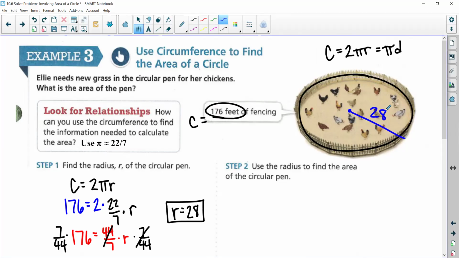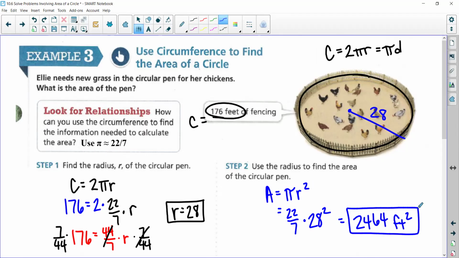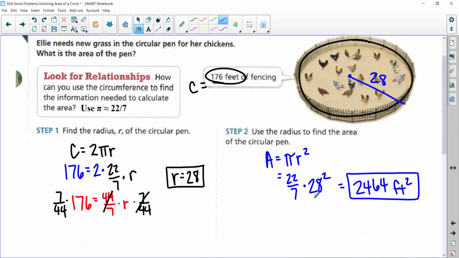Okay, using this radius, now I want to find the area. So area is pi times radius squared. Again, we're going to use 22 over 7. Our radius is 28, and we take 28 squared. So we have 22 over 7 multiplied by 28 to the second power. I get 2,464 square feet. So we used our circumference, worked backwards to find the radius, and then used the radius to find the area.